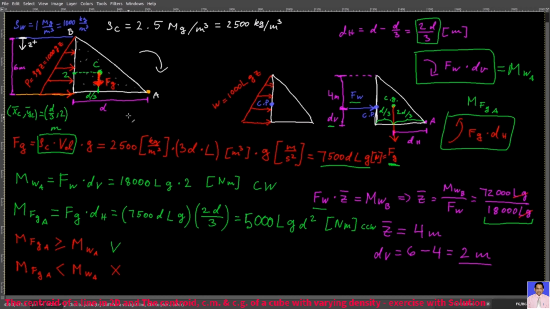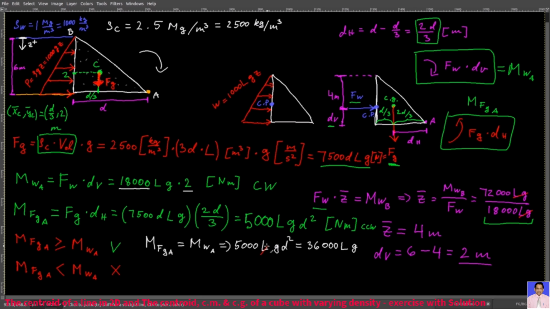So the minimum D here, it will be when the moment due to force of gravity equals the moment due to pressure distribution. So we're going to have this one equals this one. The reason why I have 36,000 here is because I take 18,000 and I multiply it by 2. So you have 36,000 here.